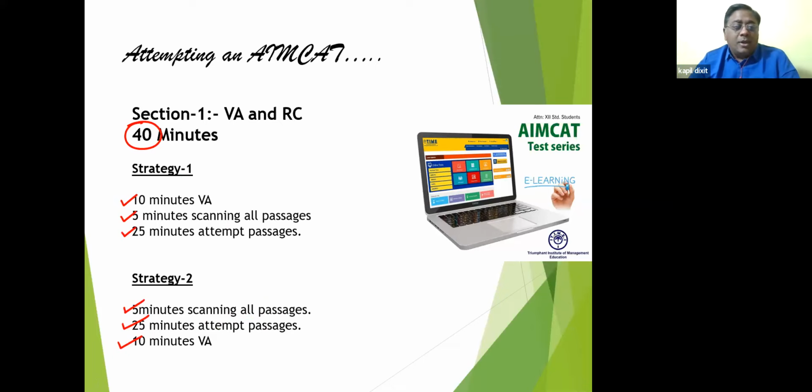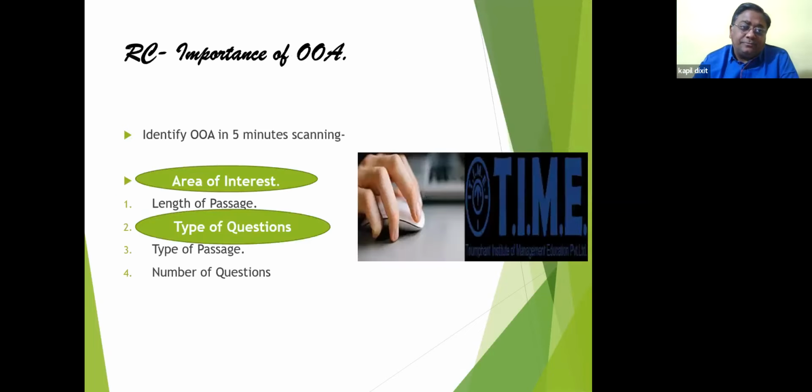Now you can adopt any school of thought. I typically favor strategy 1, because I believe that verbal ability is more or less a fixed set of questions. Although the questions which were there in CAT 2022 were slightly different from the previous year sets. In fact, one set was completely different, the rest was the same. So to understand this, let's go into details.